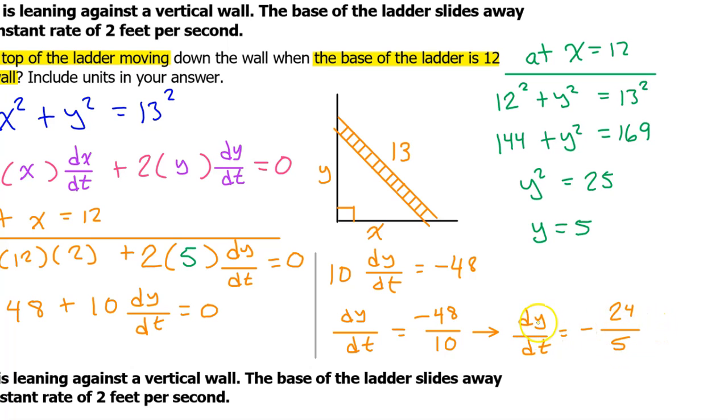This is the change in length divided by the change in time. And the lengths are given in feet. And the time is in seconds. So this will be feet per second for the units.